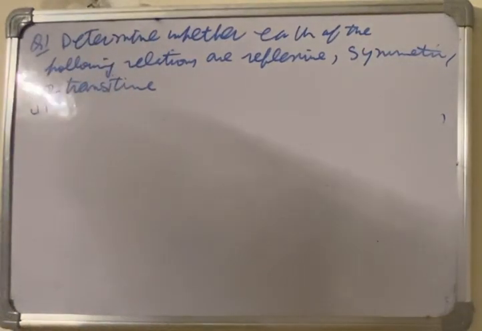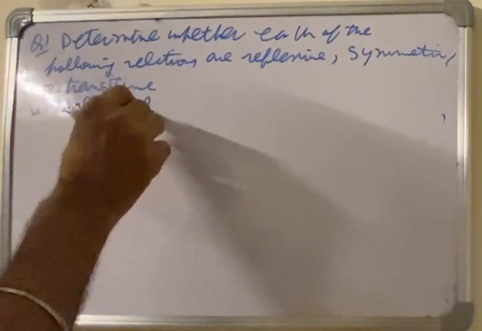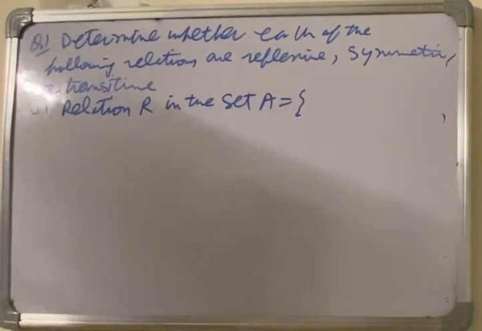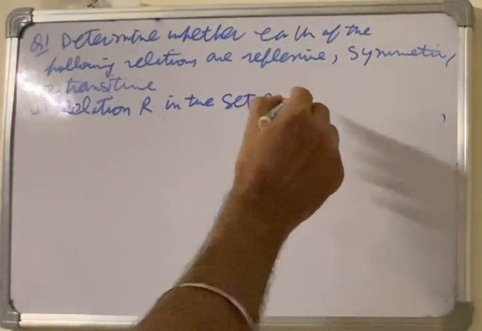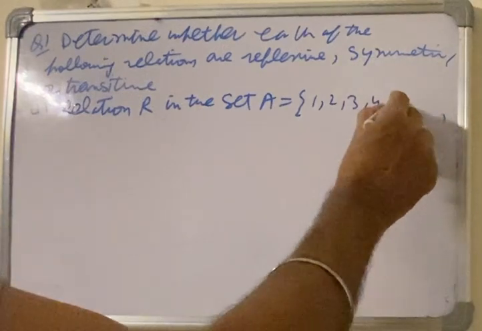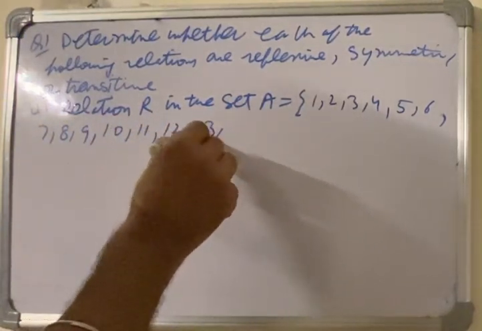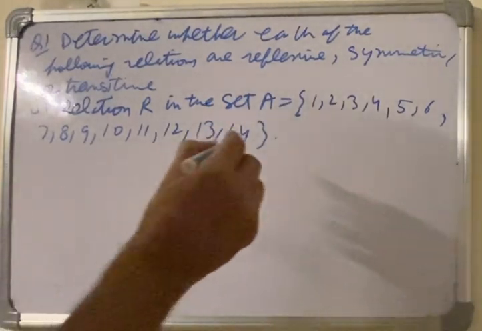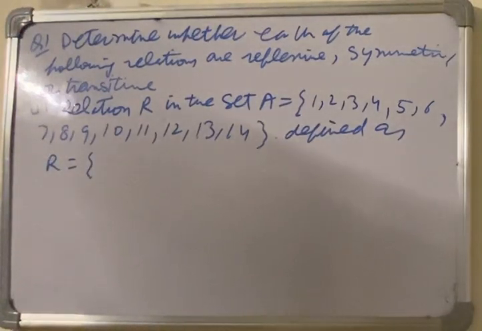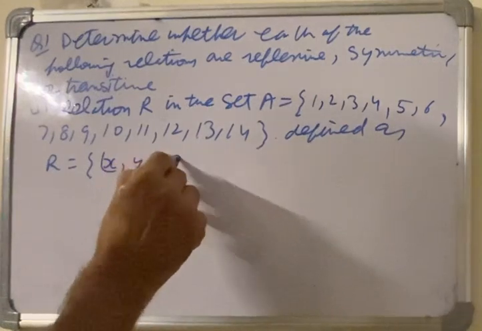First part, first relation is relation R in the set A equal to {1, 2, 3, 4, 5, 6, 7, 8, 9, 10, 11, 12, 13, 14}, defined as R equal to {(x, y) such that 3x minus y is equal to 0}.